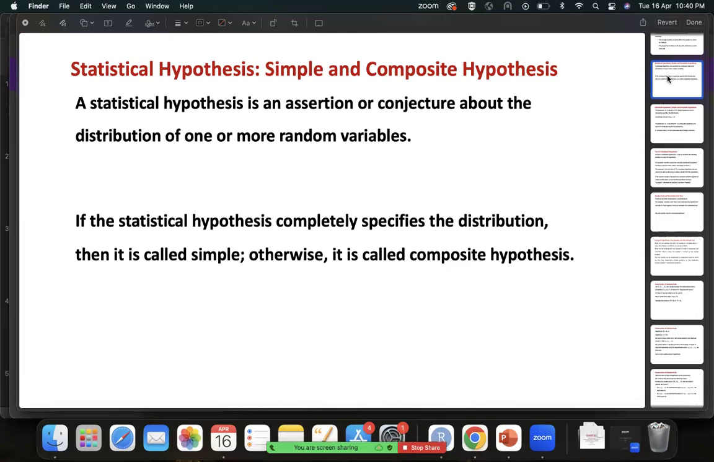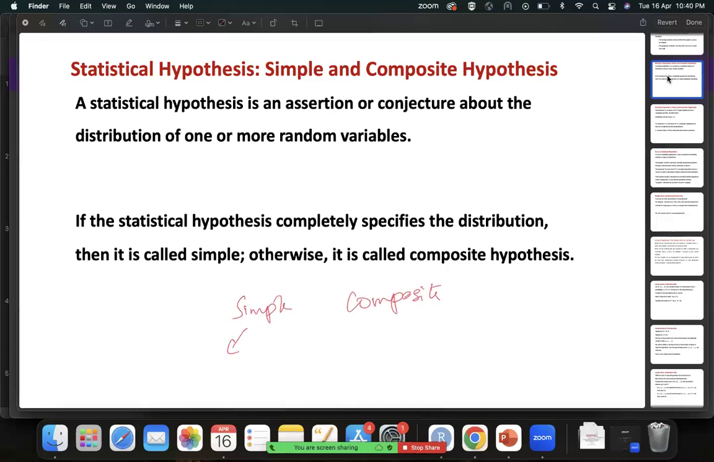When you speak about a statistical hypothesis, it is an assertion about the distribution of one or more random variables. So it tells us something about the random variables, whatever you estimate. This hypothesis, which is basically your estimate of a parameter, can be simple or composite.